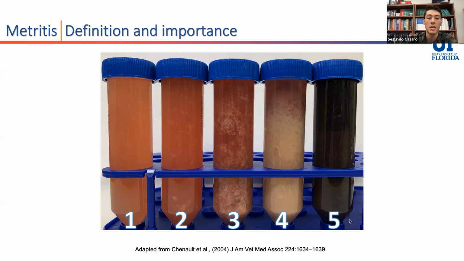So I was here at the score number 5. This is the score that we consider as having metritis. And this is the reddish brownish, really watery discharge, and it's fetid. And that is the most important part. So if it's not fetid, it's not metritis.